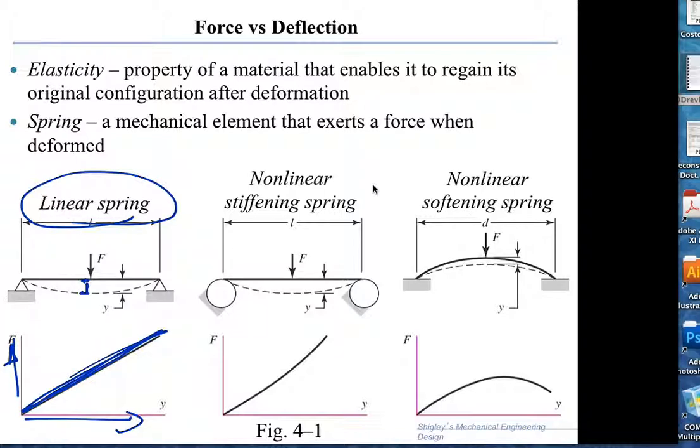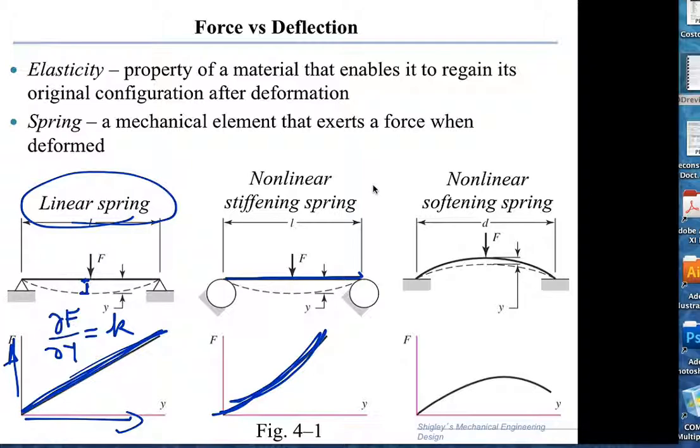However, in some situations, when you apply a force, the deflection y is nonlinear, so y doesn't go proportional to the force, and therefore the spring rate, which is the slope, the spring rate is dF by dy. This is the spring rate, we can call it the spring constant K.